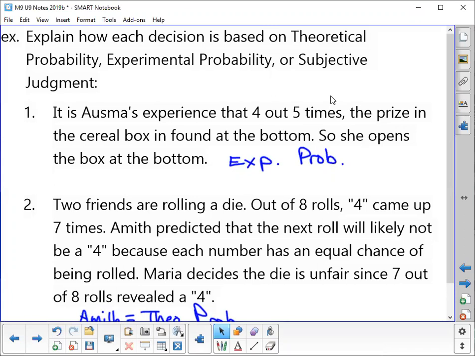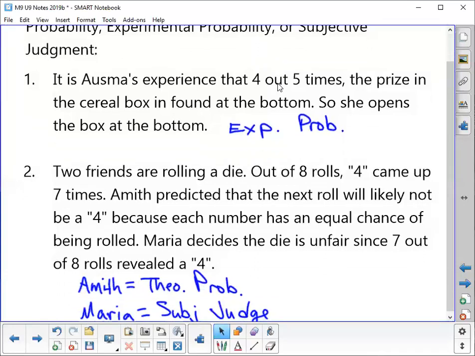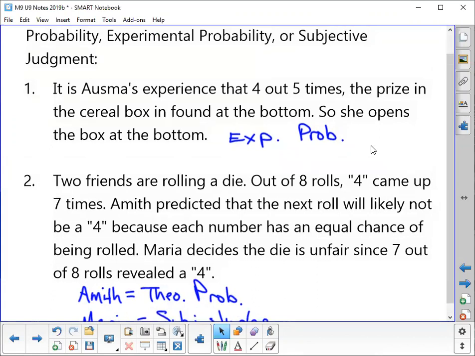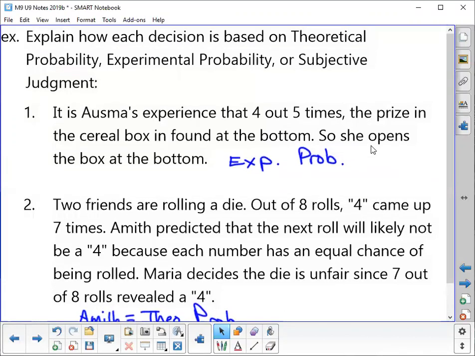So Ozma is going to try and open her box at the bottom of the box, to get to the prize immediately. So from her experience, 4 to 5 times, she opens the prize at the bottom. This is based on experimental probability. 4 times over the past 5 boxes of cereal, she has dug right to the bottom to get that prize, which is kind of fun.